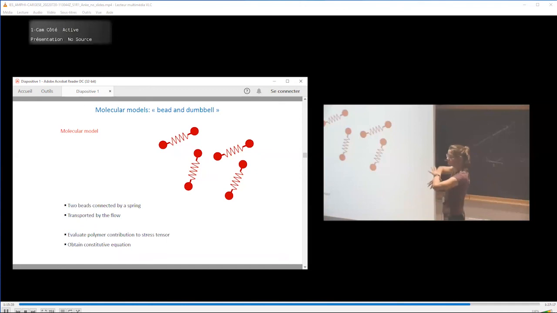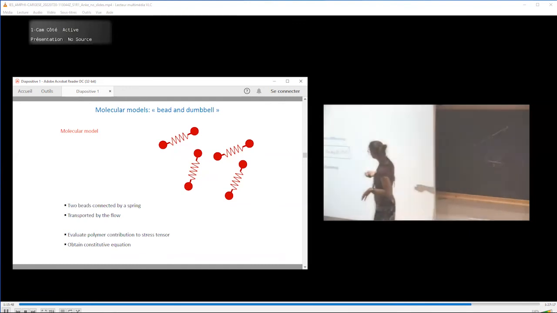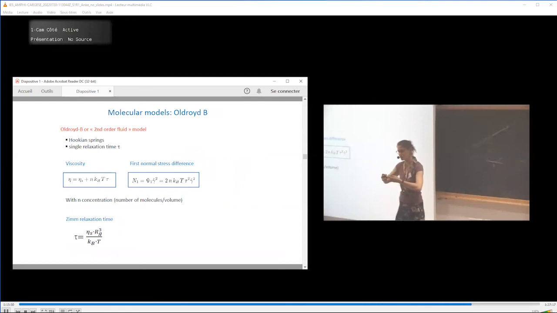Then you can make statistical ensembles and model your system through the interaction with the flow. You end up with a model called the Oldroyd-B or second order fluid model, where you make the approximation of a Hookean spring, so you can stretch it as far as you want. It will always stay linear, which obviously is not correct for our polymers, and you have a single relaxation time.